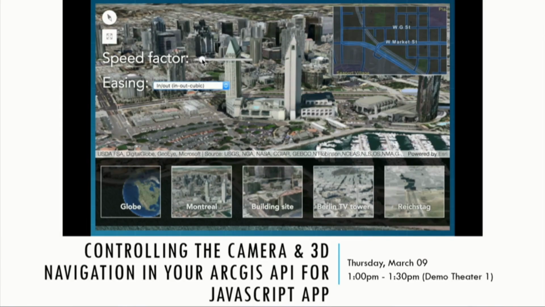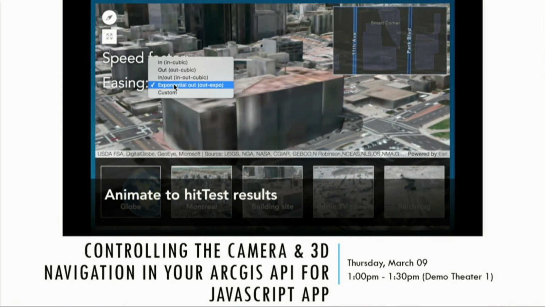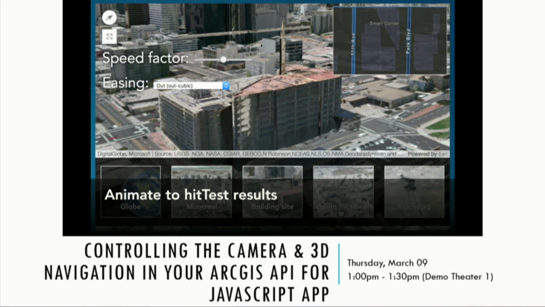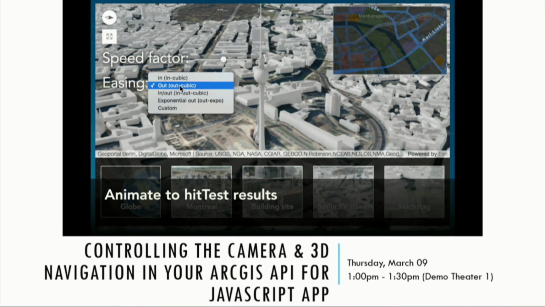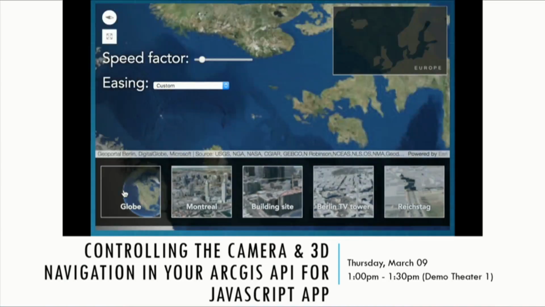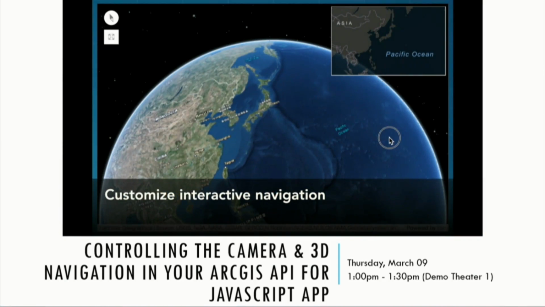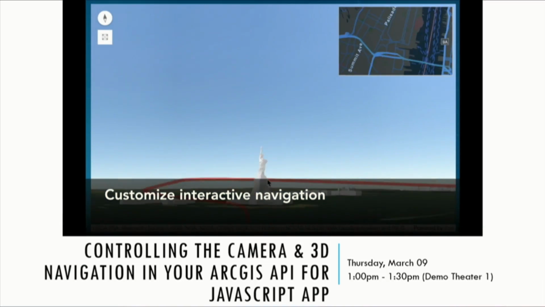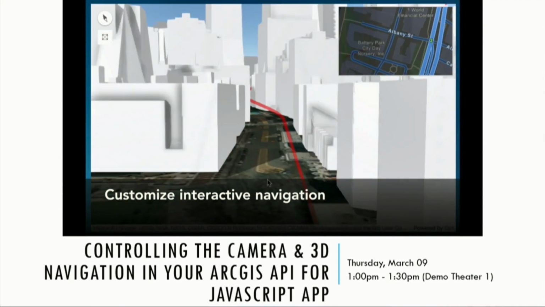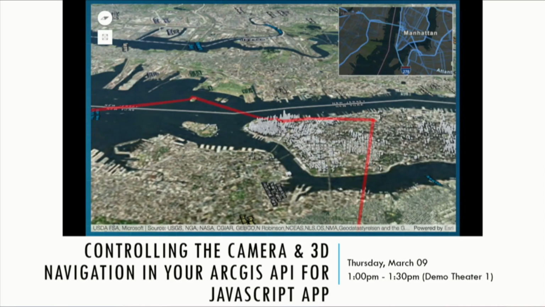These are animation options that we added, so there's a new animation settings that you can use, and we'll go through how to use them, what you can customize, things like speed, easing, stuff like that. And then finally, we'll look at custom interactive navigation, how you can implement your own navigation styles, and things like interactively going around a path in the scene.